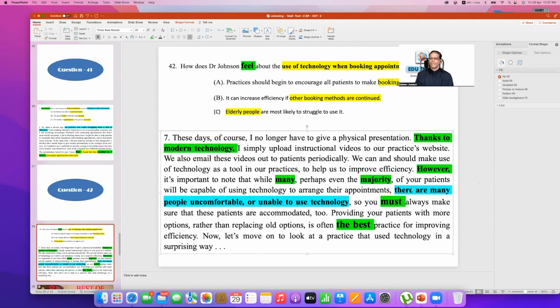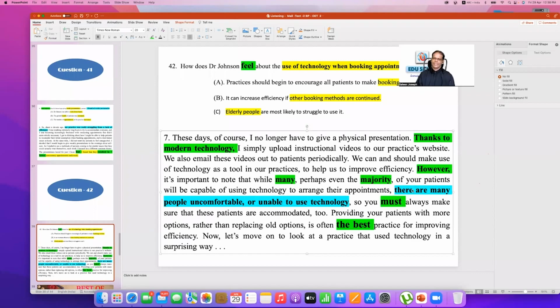Saying many, perhaps even the majority, how they stress it, the answer is here: of your patients will be capable of using technology to arrange their appointments. There are many people uncomfortable or unable to use technology. So you must always make sure these patients are accommodated, meaning they are not able to use technology, not able to take an appointment online. So you should also provide offline appointments. The best practice for improving efficiency is to have both online and offline appointments.